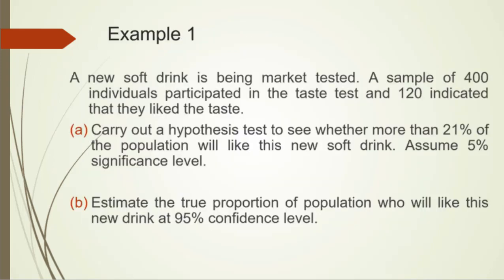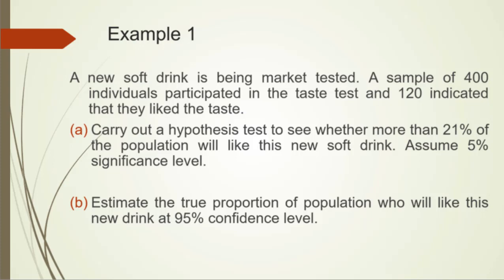Let's work on example 1 first to see how this formula table can be easily used to solve estimation and hypothesis testing questions. A new soft drink is being market tested. A sample of 400 individuals participate in the taste test, and 120 indicated they like the taste. Part A. Carry out a hypothesis test to see whether more than 21% of the population will like this new soft drink. Assume 5% significance level. Part B. Estimate the true proportion of population who will like this new drink at 95% confidence level.